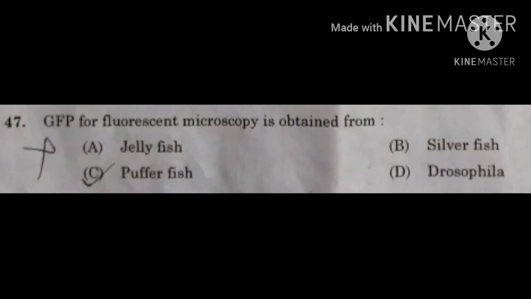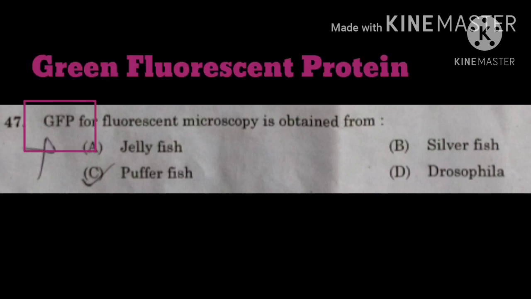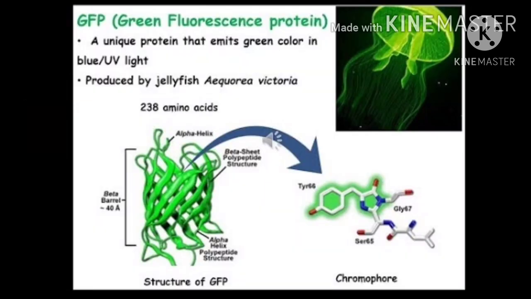The next question is, GFP for fluorescent microscopy is obtained from option A, jellyfish, option B, silverfish, option C, pufferfish, and the last option, Drosophila. Here GFP means green fluorescent protein. The green fluorescent protein is a unique protein that emits green color in response to blue or ultraviolet light, and is commonly produced by a jellyfish, namely Aequorea victoria.